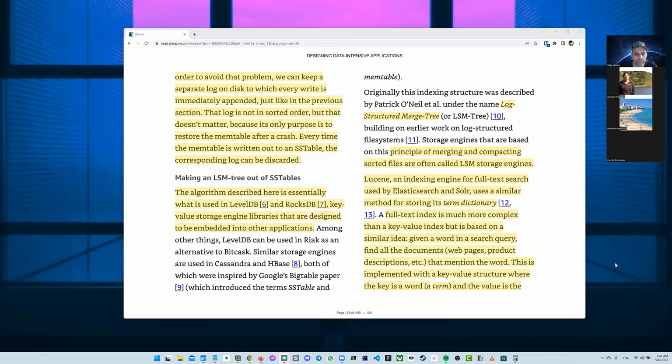We discussed in the past that at a high level they do this inverted lookup, where we store the words and then the documents where they are stored. There's also a background worker which maintains different indices for different keywords.